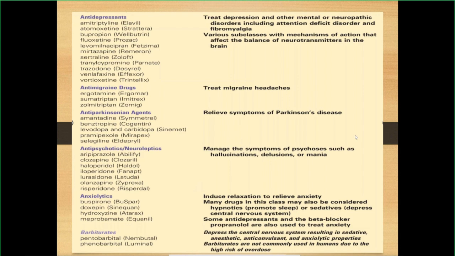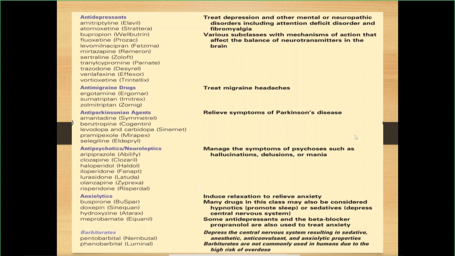Anti-Parkinsonian agents relieve symptoms of Parkinson's disease. Examples: amantadine, Symmetrel; benztropine, Cogentin; levodopa and carbidopa, Sinemet; pramipexole, Mirapex; selegiline, Eldepryl.